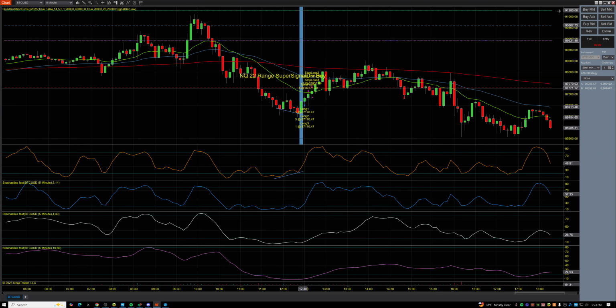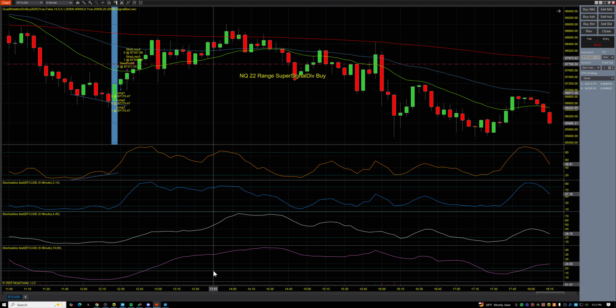That's actually the pullback. Did it get out of its own way? I don't know if it did or not. It looks like it would have. Maybe the stop was too tight. Oh no, it took profits here.